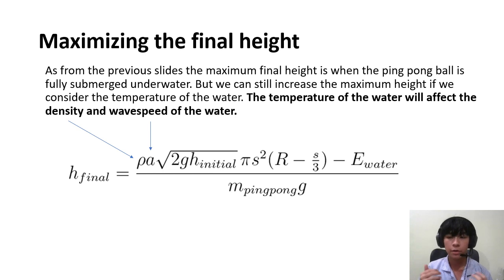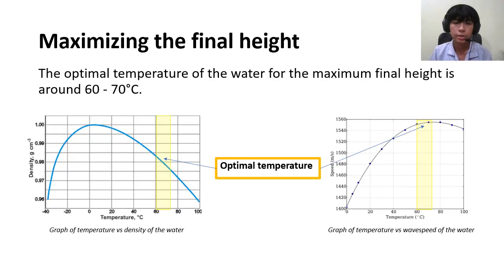To maximize the final height, another parameter we need to consider is the temperature. The temperature of the water will affect the density and the wave speed of the water. The optimal temperature for the maximum height is around 60 to 70 degrees Celsius.